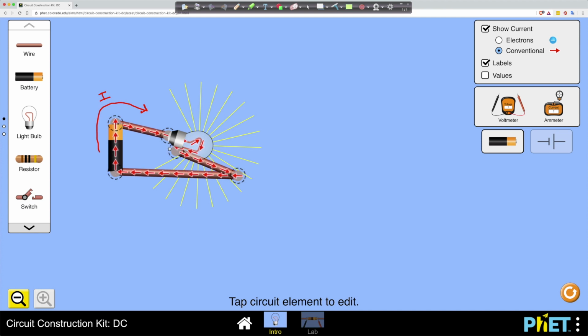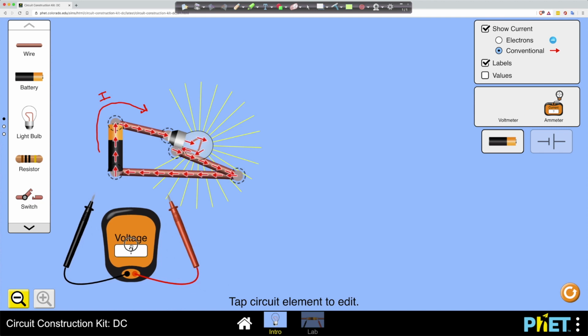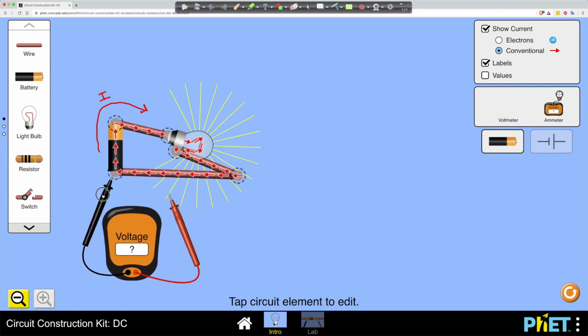So now I'm going to bring in something called a voltmeter. Now, the voltmeter, the black lead is designed to go onto the negative side, and the other lead is to go on the positive side. So this says we have 9 volts, all right? So the question is, what is meant by a volt? Well, a volt is a measurement of energy per charge.